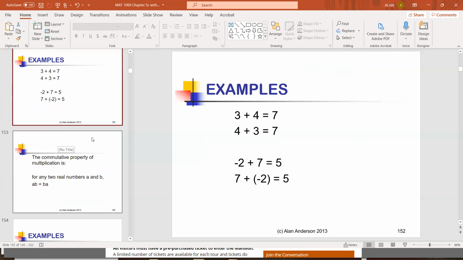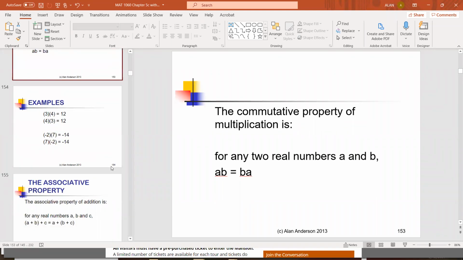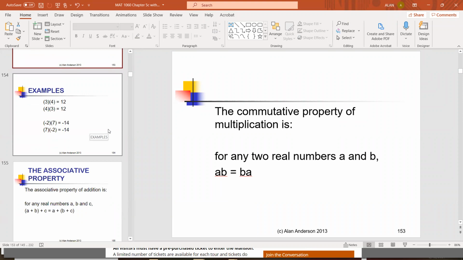I'll give you a second to catch up, but what's coming next is multiplication. A times B equals B times A. It doesn't make any difference what order I multiply them in. It's the same thing. Now, you know these by heart. I mean, you intuitively understand this, but you may have forgotten that this is called the commutative property.